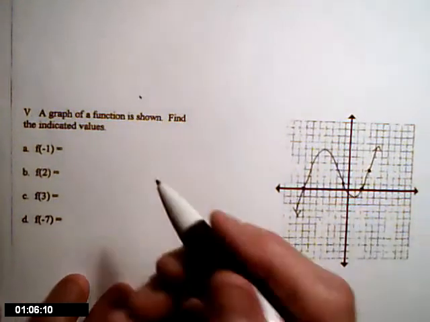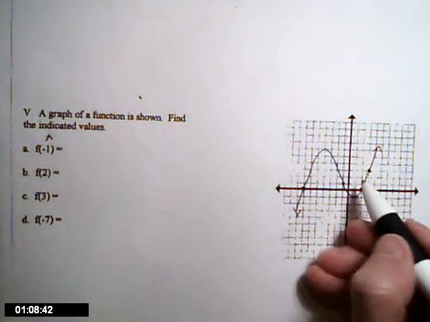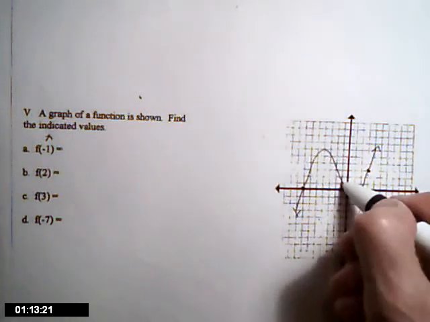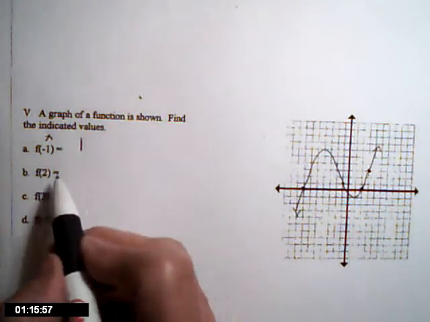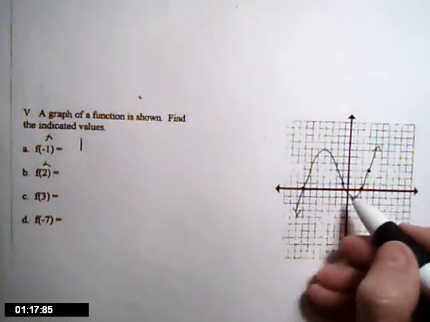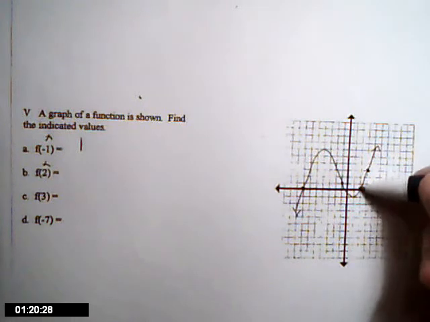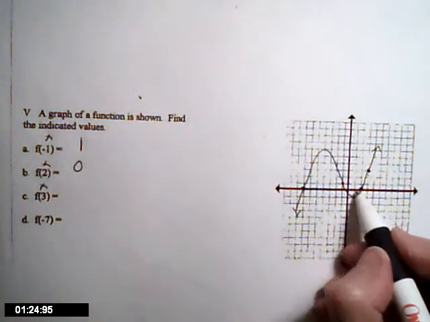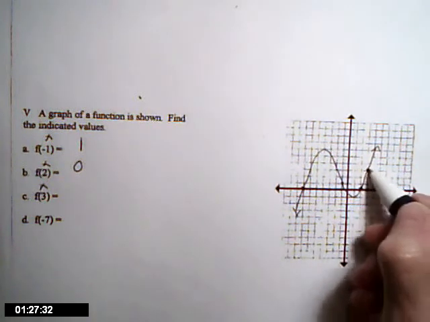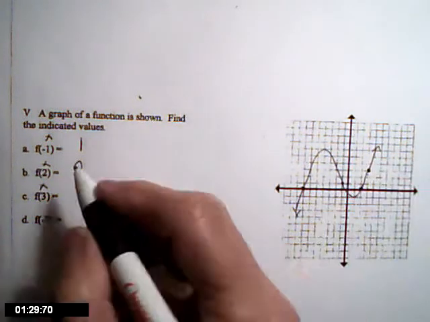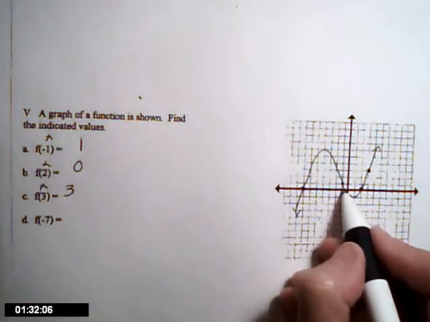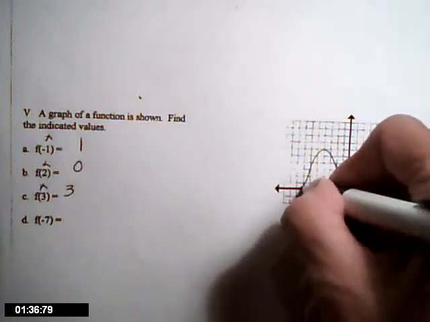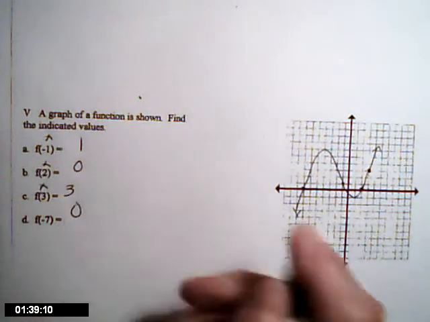The next example, when x is negative 1, now here's x to be negative 1, the value on the graph is here, which is positive 1. When x is 2, the point on the graph is right there, so the y value is 0. When x is 3, your graph is here, and the y value is 3. X negative 7. Here's the graph. The point is actually at that particular point, so y is 0.